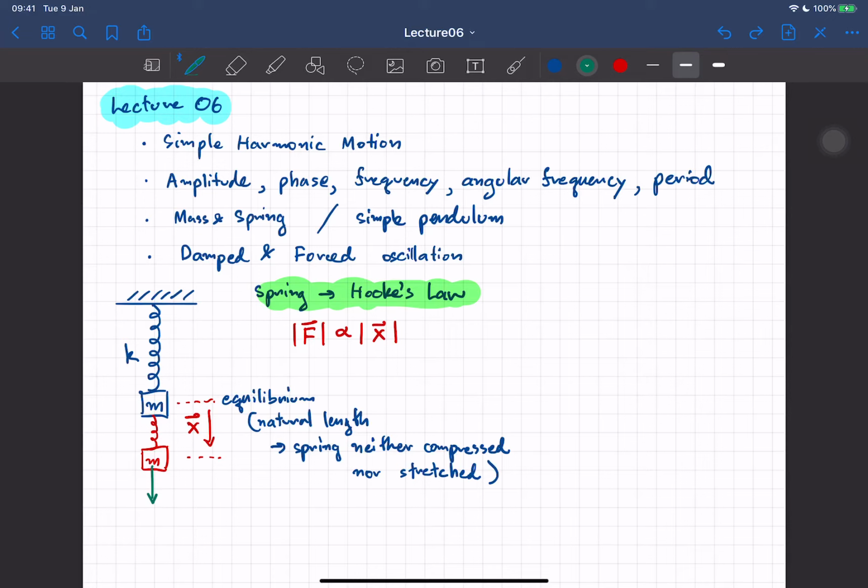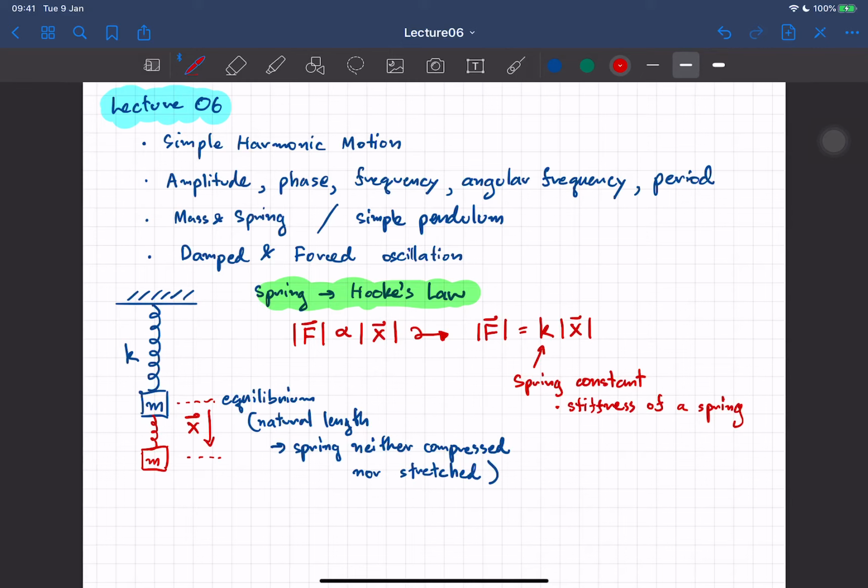So that means I can turn this into an equation by introducing a constant. So from this, let's turn this into an equation. Instead of the proportionality symbol, I can just say that it's equal to k times x, like this. Okay, and this k is what we call the spring constant, which is a constant that characterizes the stiffness of a spring.